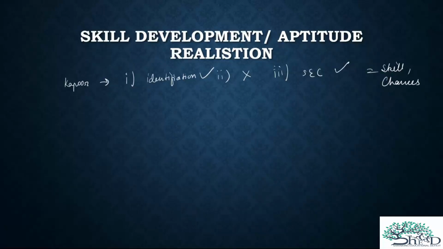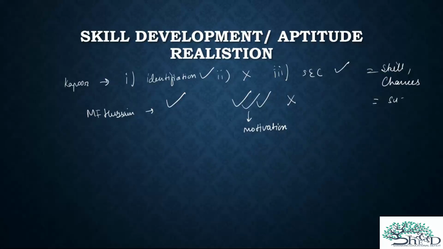Another example which we can take is MF Husain. He had the first factor and the second factor. The third factor was not supportive because he had a very poor socio-economic background. But still his motivation was very high. Motivation was very high. That is why he was able to succeed. So one is required: the aptitude identification is required. Identification is necessary. The second and third, if absent, can still lead to success.